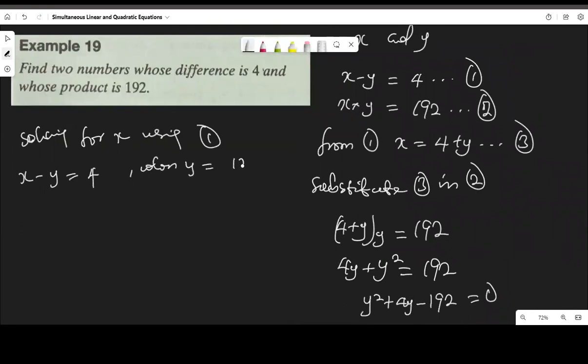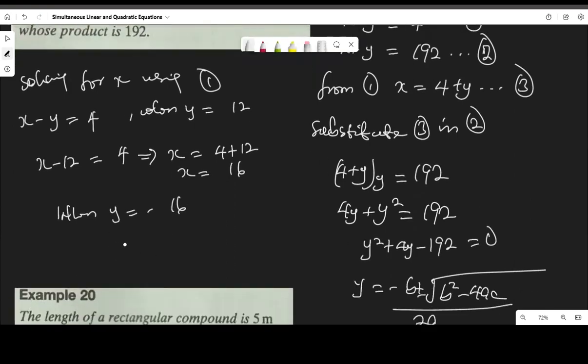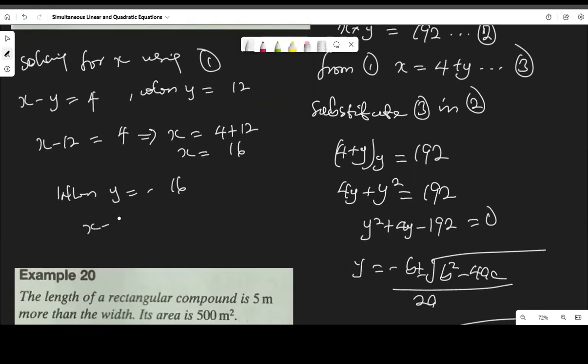So when y is equal to 12, x minus 12 is equal to 4, which implies x is equal to 4 plus 12, x equal to 16. And when y is equal to minus 16, x minus minus 16 is equal to 4. Minus times minus is plus, so x plus 16 equals 4, x is equal to 4 minus 16, x equal to minus 12.